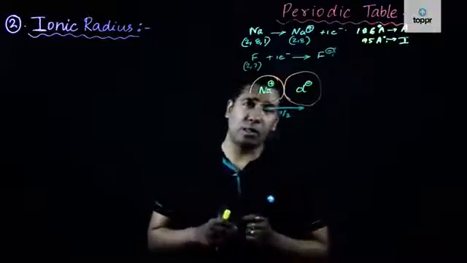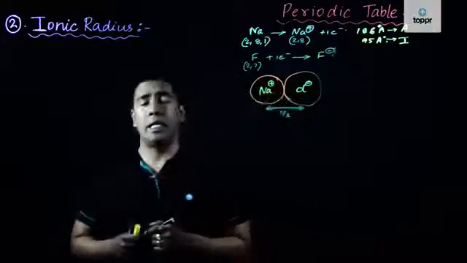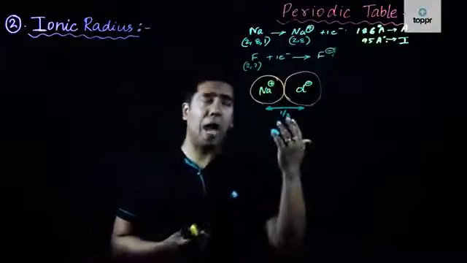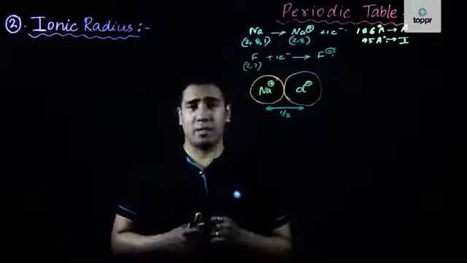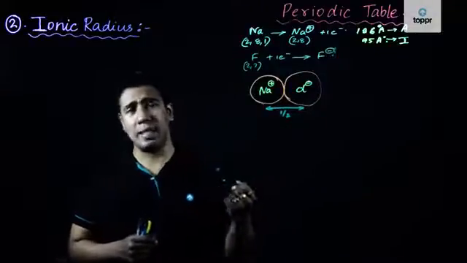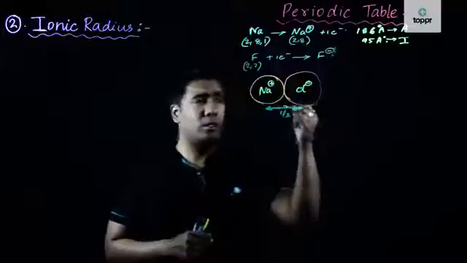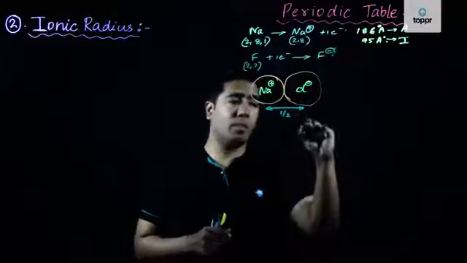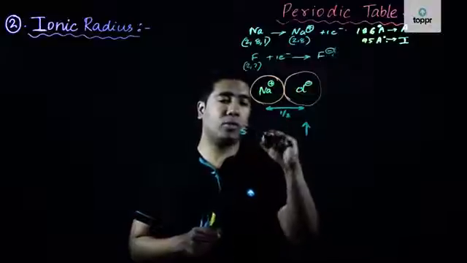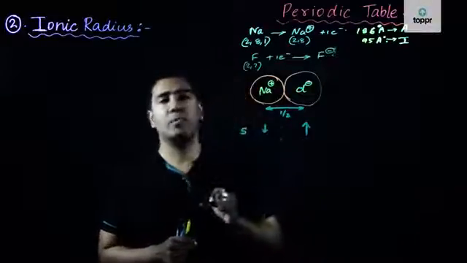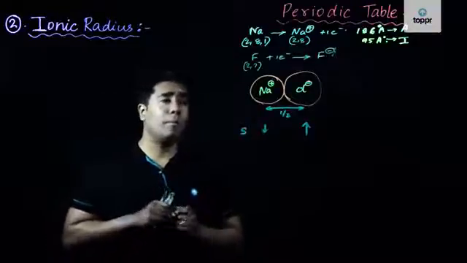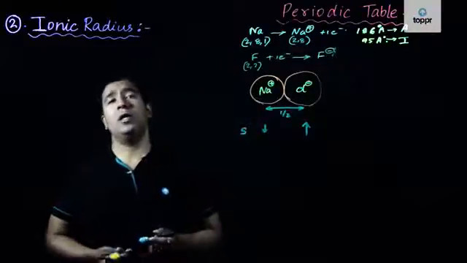Now there is one thing which you need to understand: in the case of ions, the ionic size of negatively charged ions, which are called anions, is much larger as compared to cations. The size of cations is much lesser as compared to the size of anions. Now the reasons we are going to study systematically.